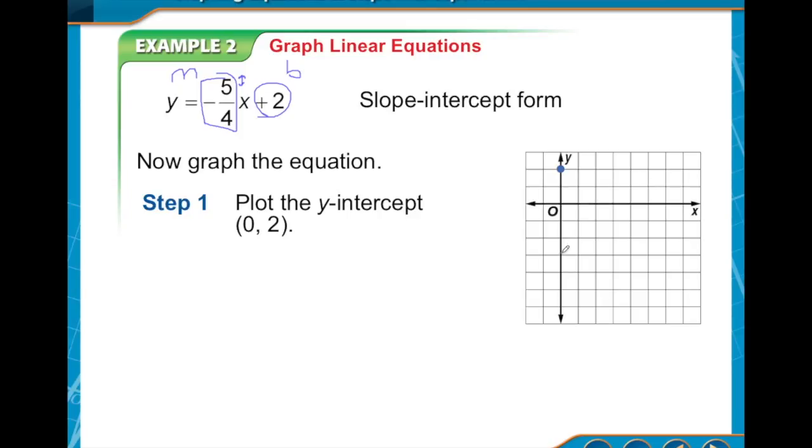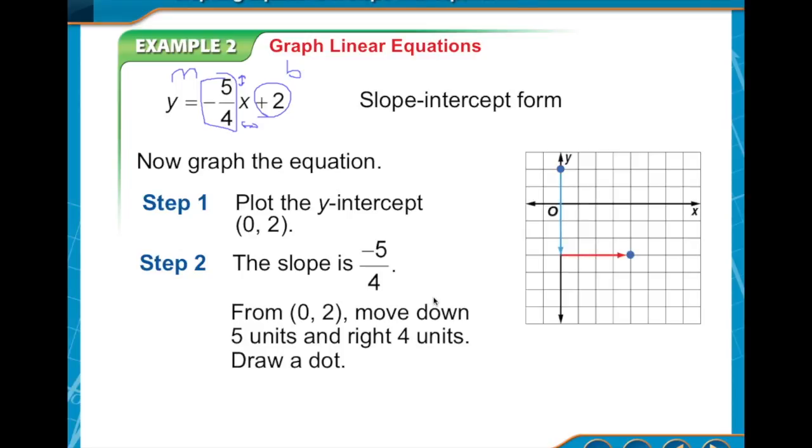And my denominator, going left and right, tells me I need to go over to the right 4. So I go down 5, 1, 2, 3, 4, 5, and over 4, 1, 2, 3, 4. And I should plot that second point right there. So tracking with that slope, we get to here.